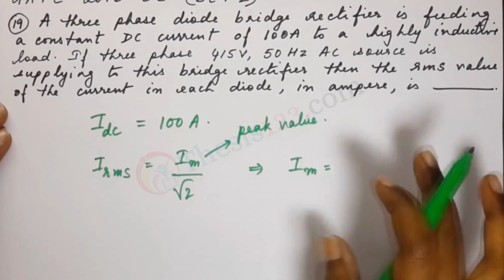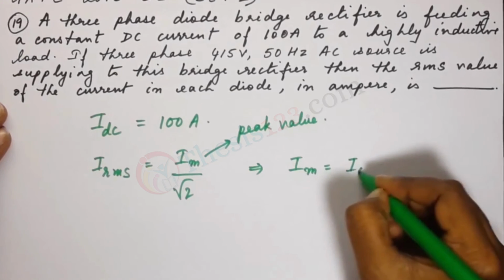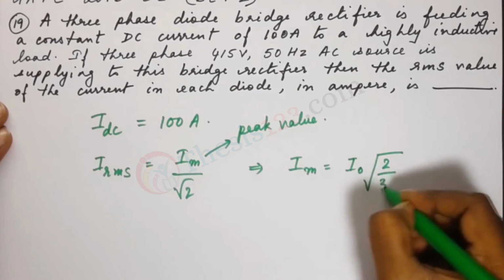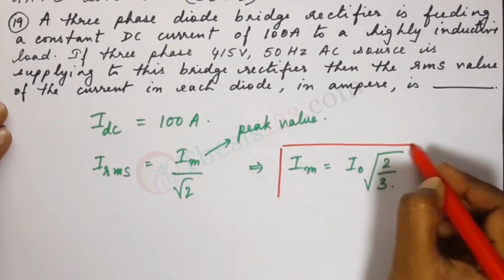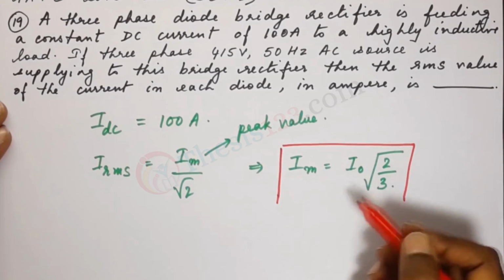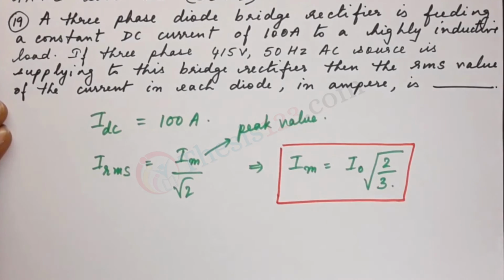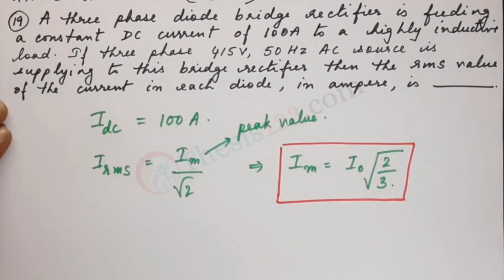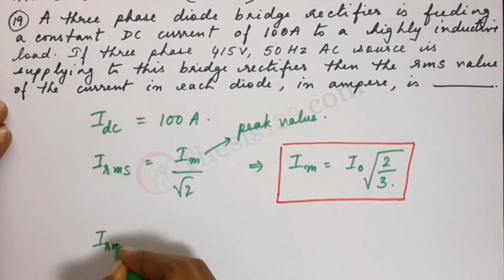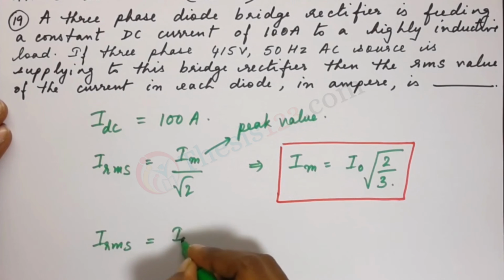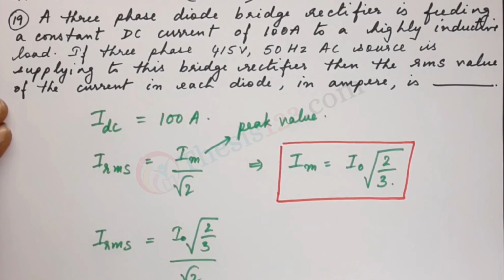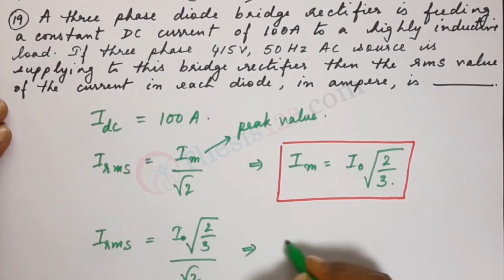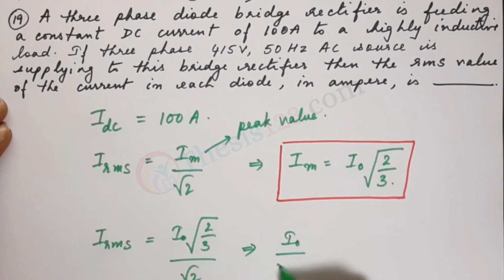And Im can be found by this relation here in terms of the bridge rectifier. So these formulas are for bridge rectifiers. So it's I naught root 2 by 3. This is the formula that you would need to remember for a diode bridge rectifier. So if we substitute this over here, our formula now becomes I RMS is equal to I naught root of 2 by 3 divided by root 2. So in other words, it's just I naught by root 3.